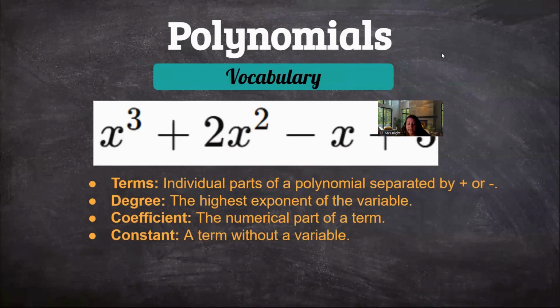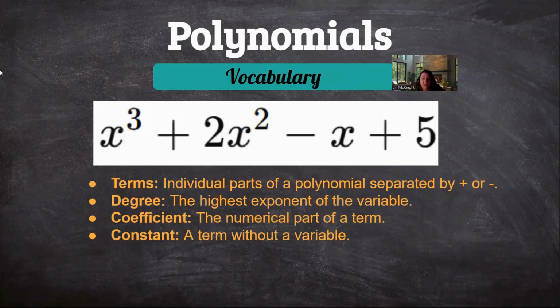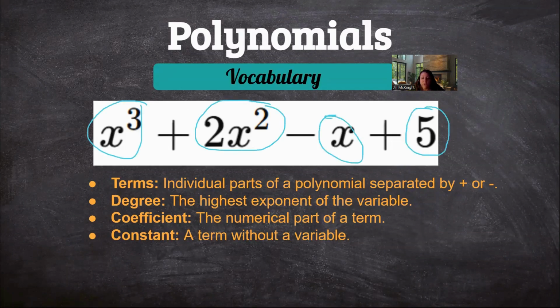Let's go over some vocabulary. Terms are the individual parts of a polynomial that are separated by a plus or a minus. So we have one term, two terms, three terms, four terms. So this polynomial has four terms because you have addition and subtraction between all of them.